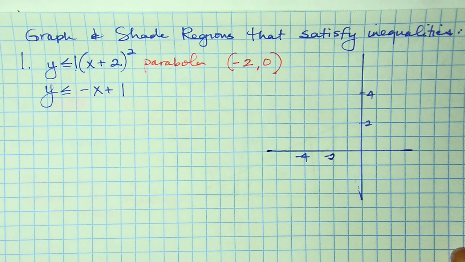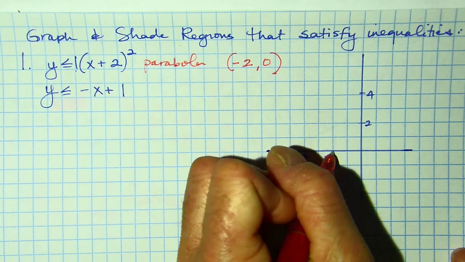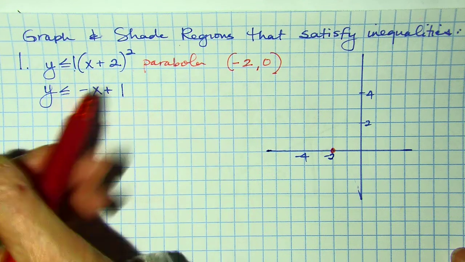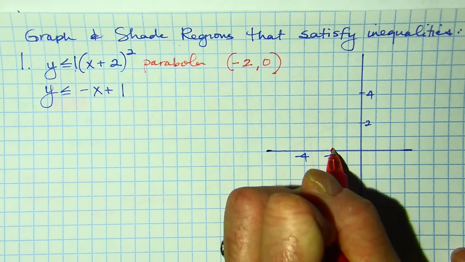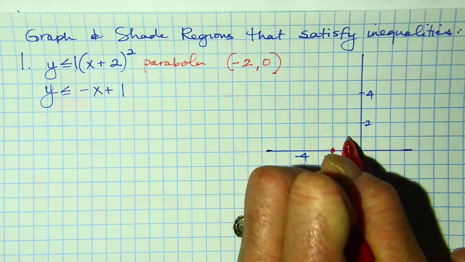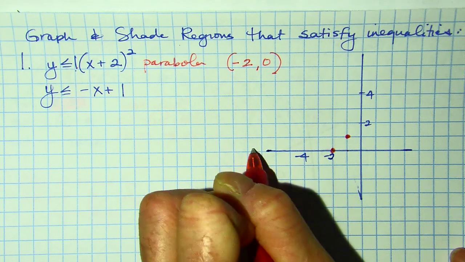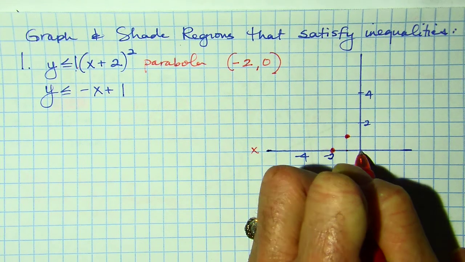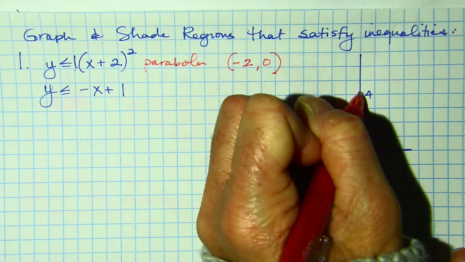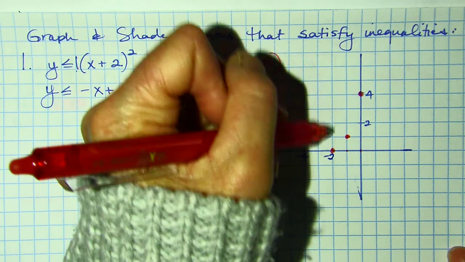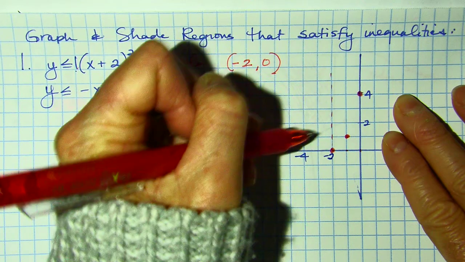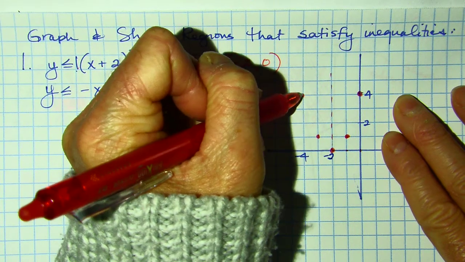So in red, my vertex is at negative 2, 0. A is 1, so if x is 1 unit to the right, 1 squared is 1, so I'd go up 1. Starting at the vertex, if x is 2, remember, this is my x-axis, so 1, 2, 2 squared is 4. And that's all I need. This is my axis of symmetry, so I'm going to reflect my points across.